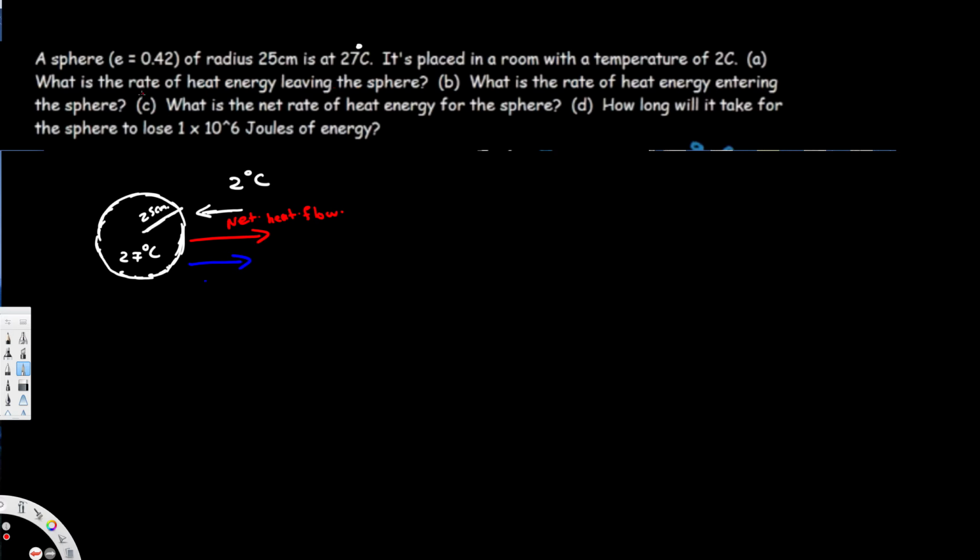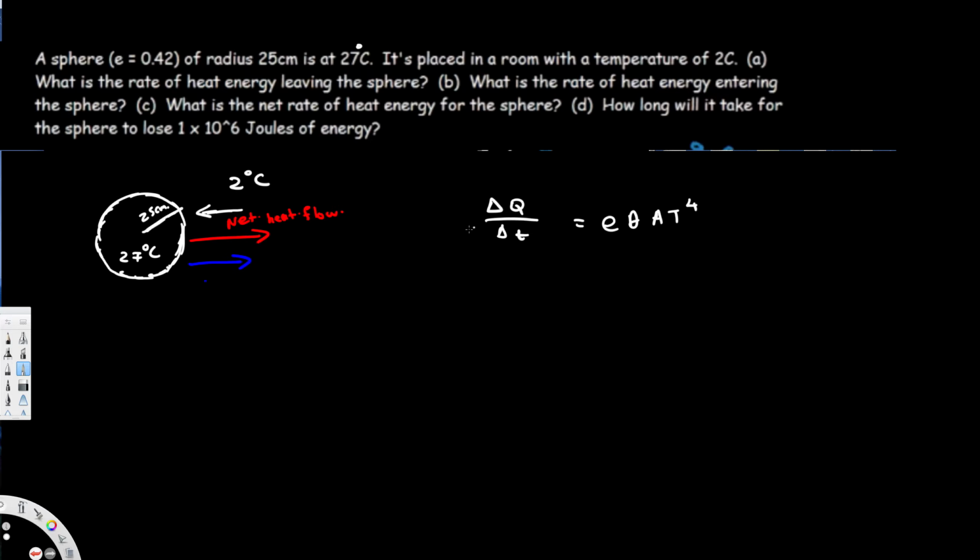The first question is asking what is the rate of heat energy leaving the sphere. So this is the temperature we are going to deal with, because the sphere has this temperature and this is leaving the sphere. Here the equation to calculate the rate of heat energy is given by delta Q by delta T equals e sigma A T to the power 4. Sigma is a constant that always remains the same, e is the emissivity factor that's provided right here, A is area, and T is temperature.